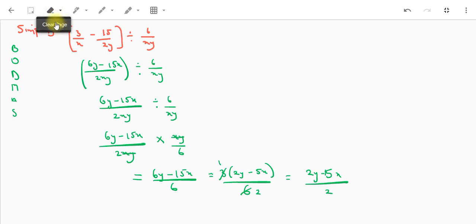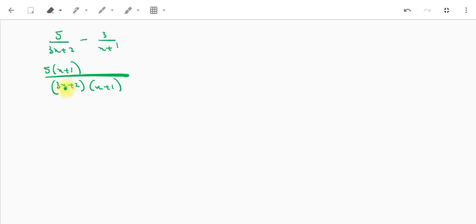I want to take one last question again. Let's say I have 5 over 3x plus 2 minus 3 over x plus 1. With something like this, the LCM will be both denominators, which is 3x plus 2 and x plus 1. So this will cancel this, 5 will be left, and this x plus 1. That's how you do this. Don't even panic, it's so simple. This one will cancel this one. So it will be left with this and this as minus 3 into 3x plus 2.